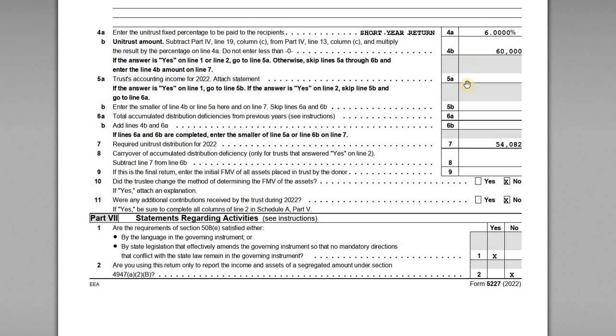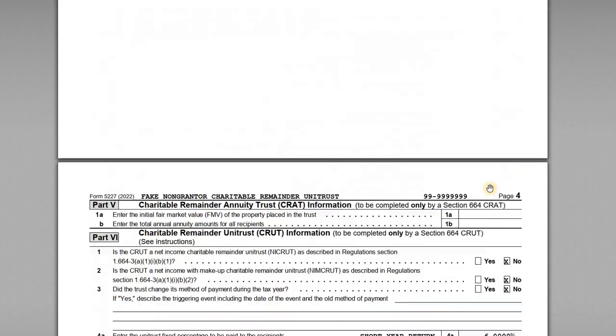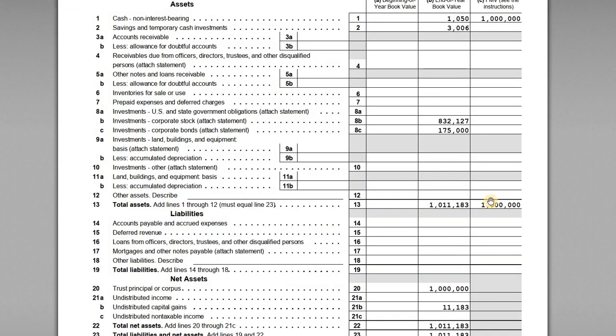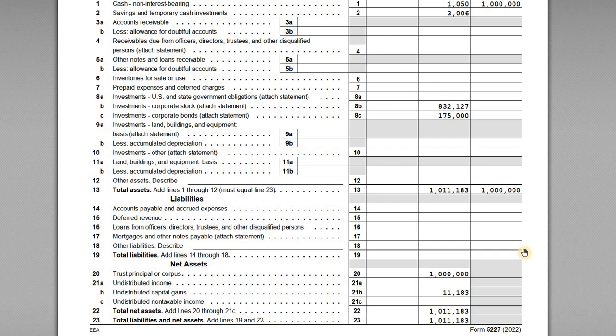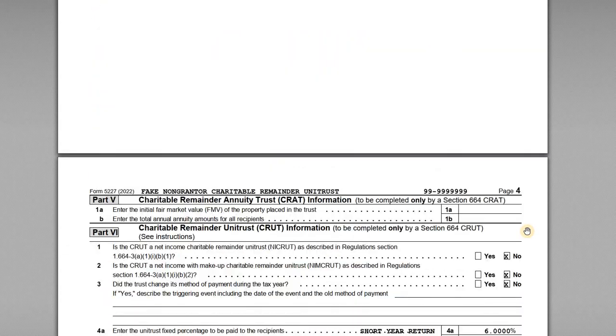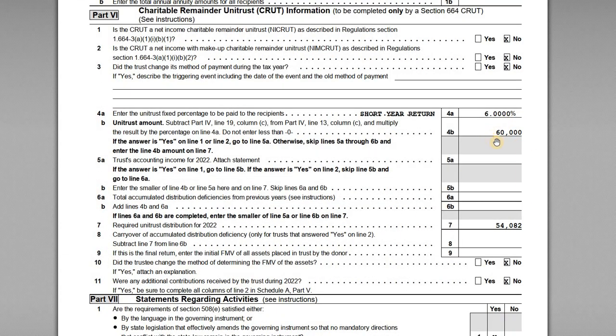And then in line 4B, it asks us, okay, so we want you to go back to the balance sheet, Part 4, line 19, column C, so subtract the liabilities from the assets and multiply it by the percentage on 4A. So if we look at column C up here, we've got the total assets minus those liabilities, so $1 million minus no liabilities, and so the $1 million times 6% is going to give us a $60,000 Unitrust payment for the year.